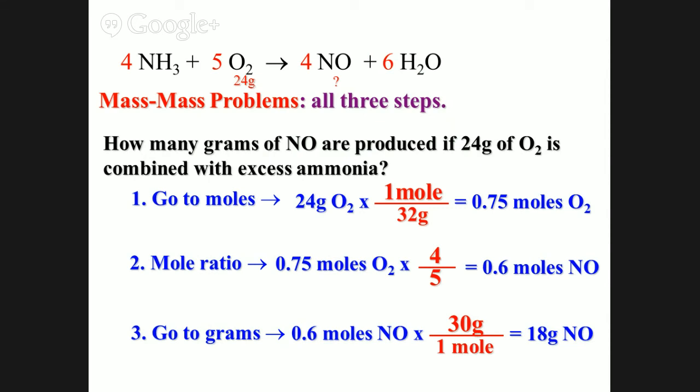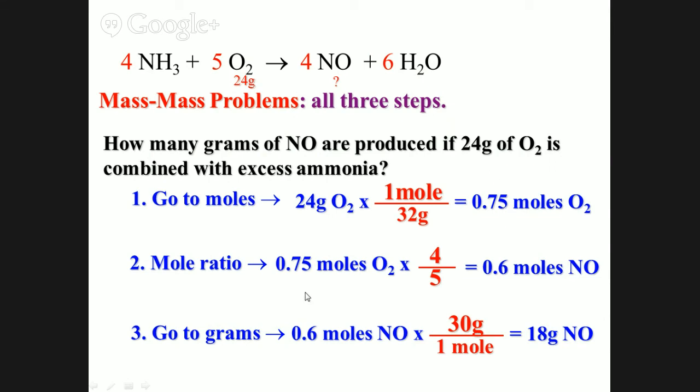Okay, another example. How many grams of NO, there's my question mark, are produced if 24 grams of O2 is combined with excess ammonia? Anytime you see the word excess in one of these questions, it just means I have all the ammonia I need to use up all of the O2 that I want to, in this case, transform into these products. So step one, go to moles. 24 grams times 1 mole over 32 grams gives me 0.75 moles.